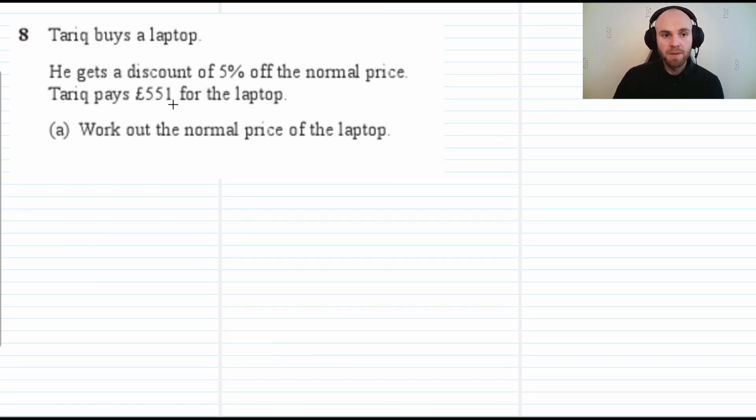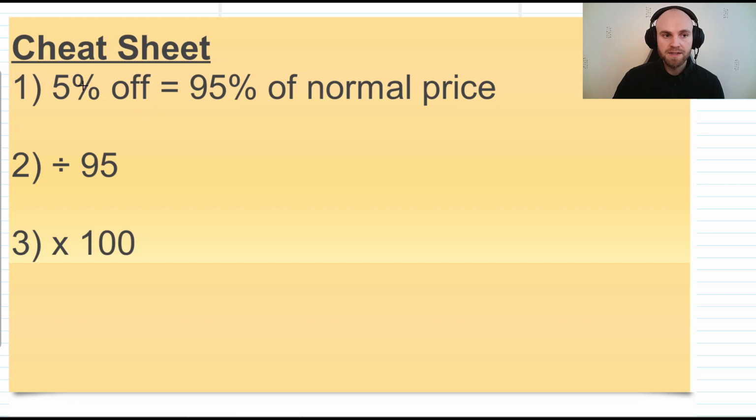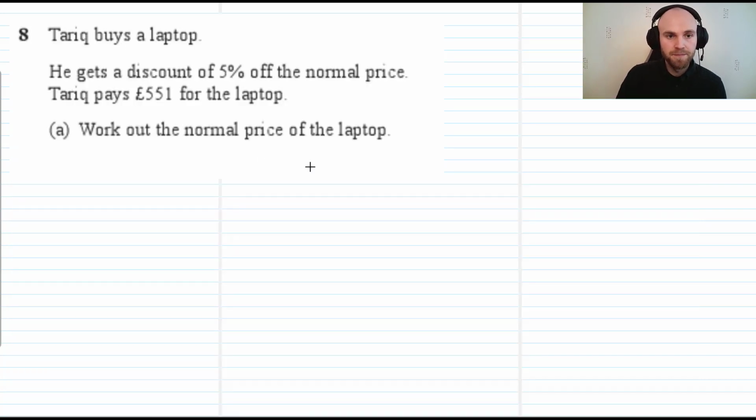Tariq pays £551 for the laptop. Part A, work out the normal price of a laptop. So if we go to the cheat sheet, if we know that he has taken 5% off, this is going to be 95% of the normal price. So in order to get the full price, we're going to divide by 95 and then multiply by 100.